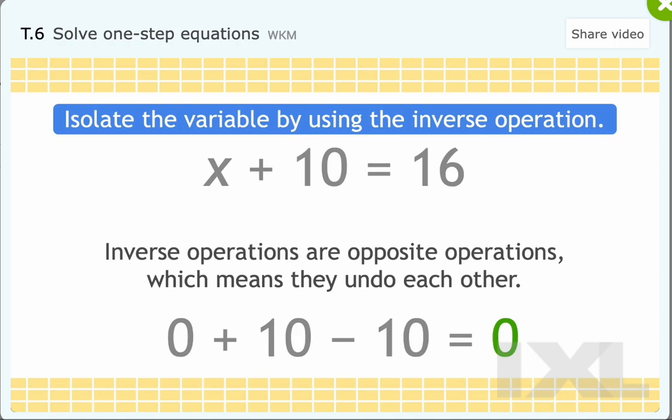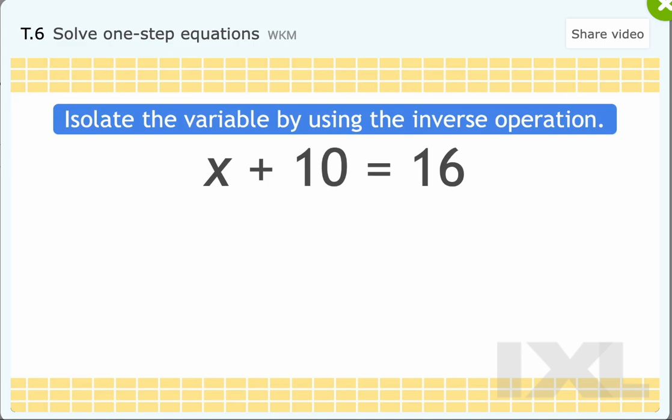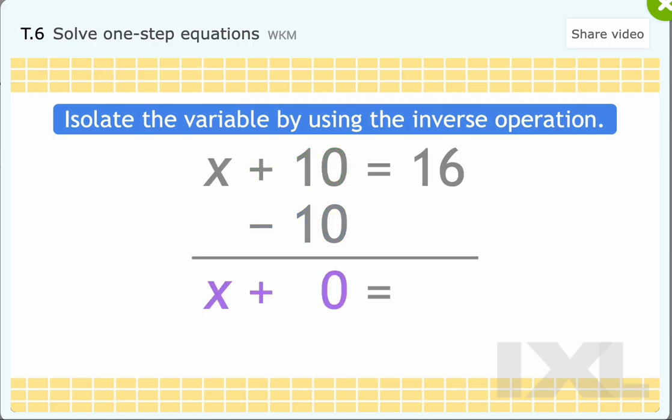Let's apply that to our equation x plus 10 equals 16. Don't forget, we want to isolate the variable by using the inverse operation. Since 10 is being added to x, we need to use the inverse operation, subtraction, and subtract 10 from x. Adding 10 and subtracting 10 cancel each other out, giving us x plus 0 on the left side of the equation, which we can write as just x since adding 0 to anything doesn't change its value.